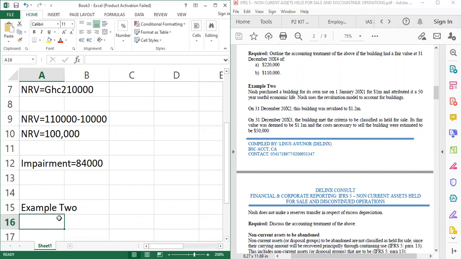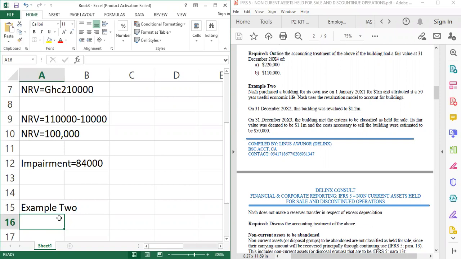Okay, so you can see that the person is carrying the asset at what? Revaluation model. All that we know is that the non-current asset held for sale, we do that for only assets that are carried under cost model. But what if the asset is being carried under revaluation model? How do we account for that?